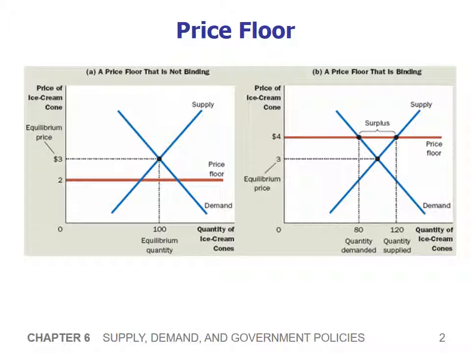As a result of this binding price floor, we will have more sellers willing to supply ice cream. The quantity supplied of ice cream will go up to 120, and we'll have fewer buyers willing to buy ice cream. The quantity demanded falls to 80, resulting in a surplus of 40 units.